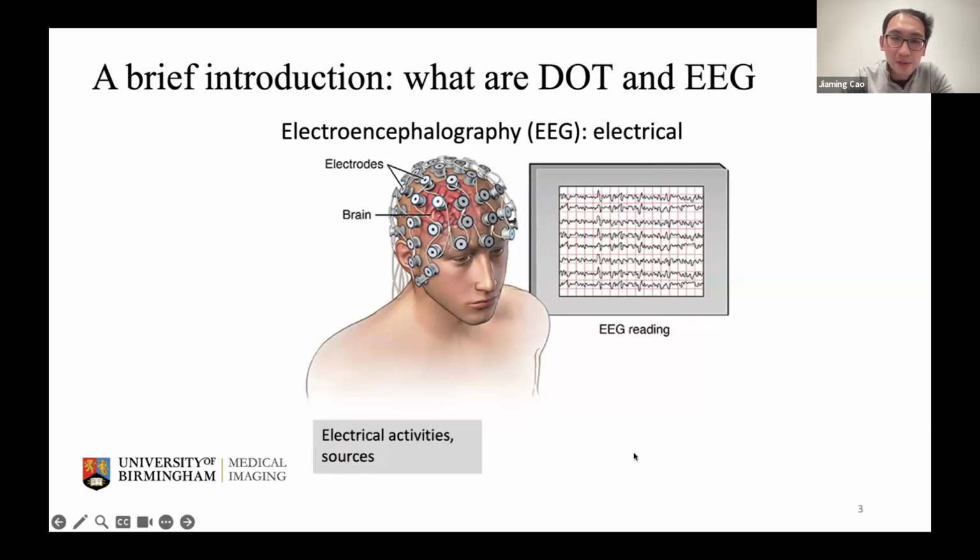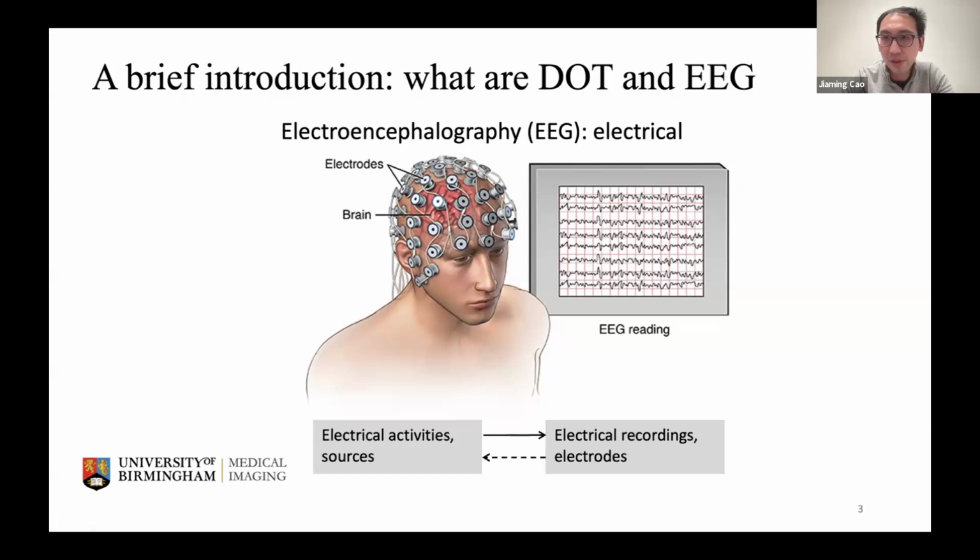There we go. Or sometimes we call them neuronal sources. And on the scalp, non-invasively we can record the electrical recordings through the electrodes. And so there's a little illustration of how the system works. And of course, based on the scalp recordings, we can also make inferences on the sources that are inside of the brain. And this is something we call source localization or neuronal source reconstruction.